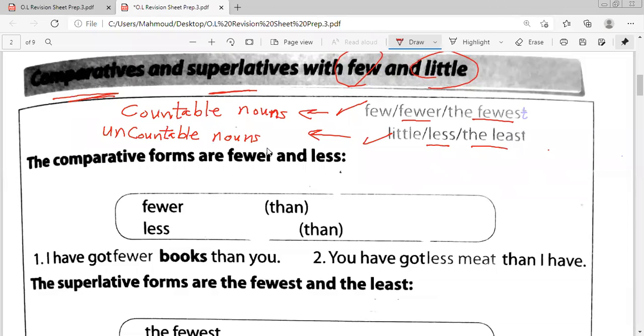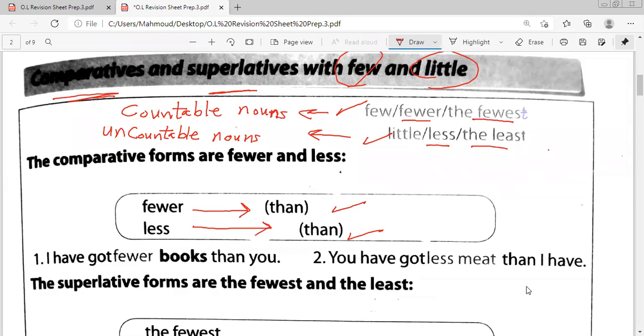Countable nouns mean the nouns that we can make the plural from, like boy, boys. But uncountable nouns are singular all the time. They don't have plural, like the word money. It's an uncountable noun. Why? Because we don't have plural from this word. We cannot say monies.